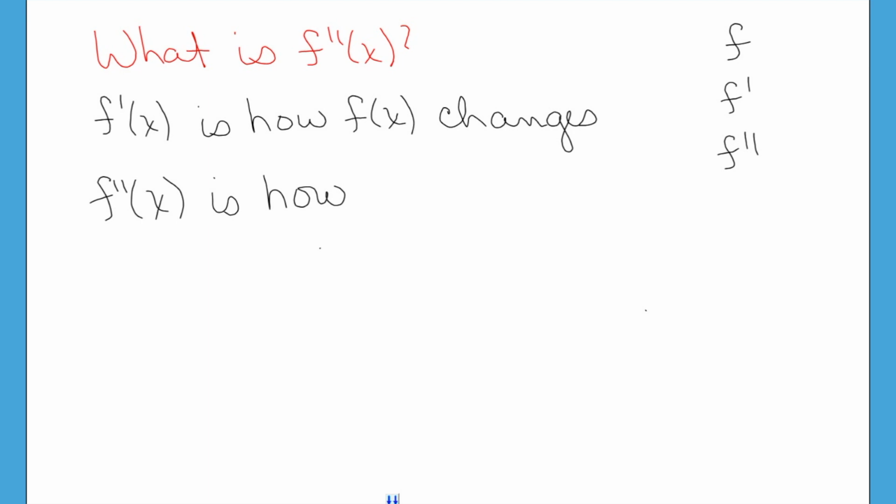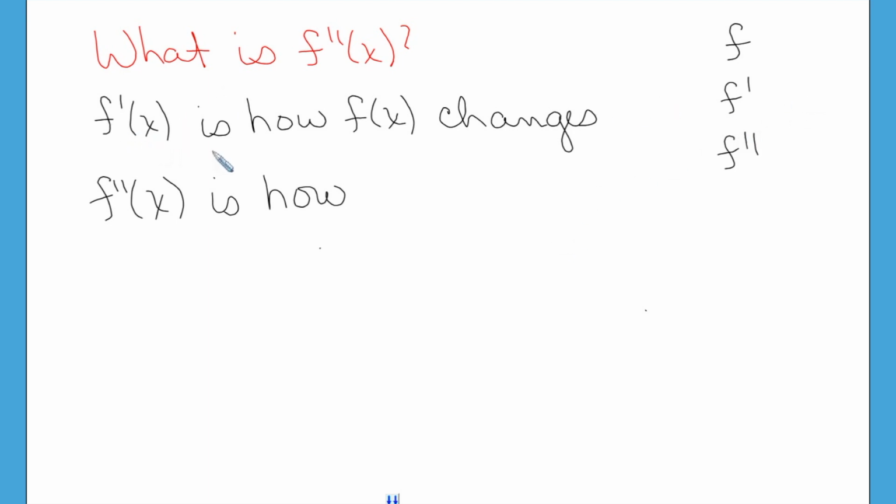And today's big question is, what is f double prime of x? What is that? That's the question we're going to answer today. Before we go there, let's go back to what we talked about in the first video and talk about how f prime tells us about the function.